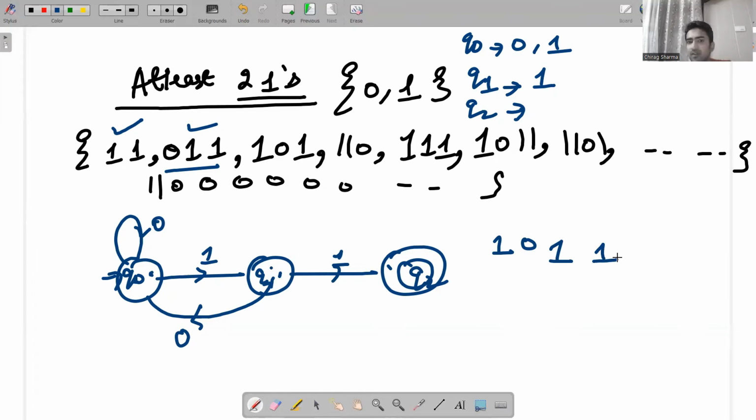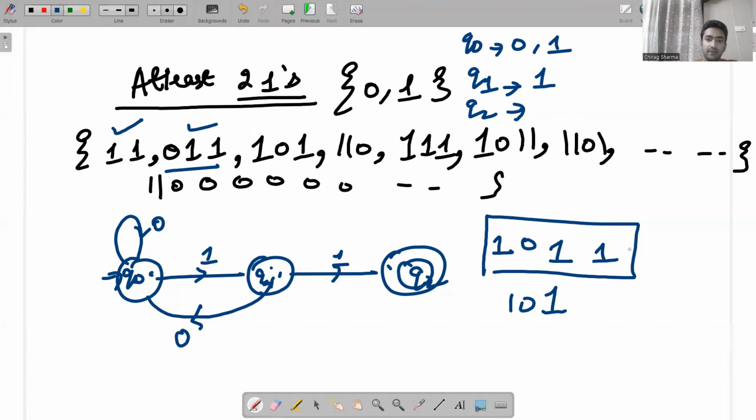Fine, 1011 is accepted, but I want to accept 101 as well. So can I get 101 from this answer? See, 1011 is fine. This is a correct answer, but 101 is also a correct answer. Can we accept it from this particular answer?